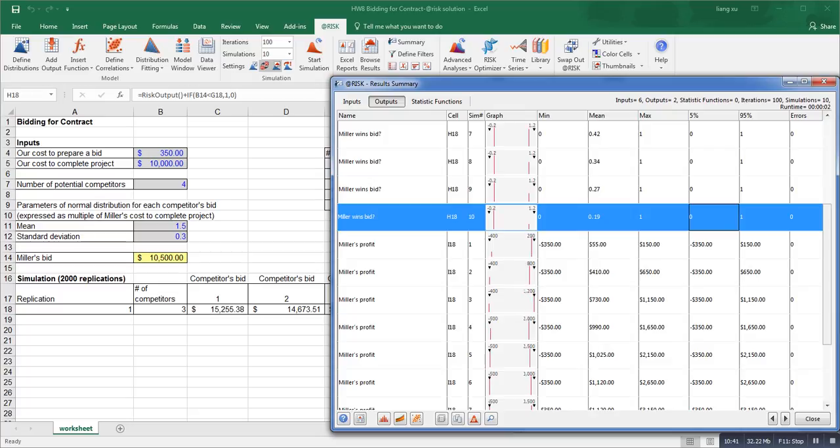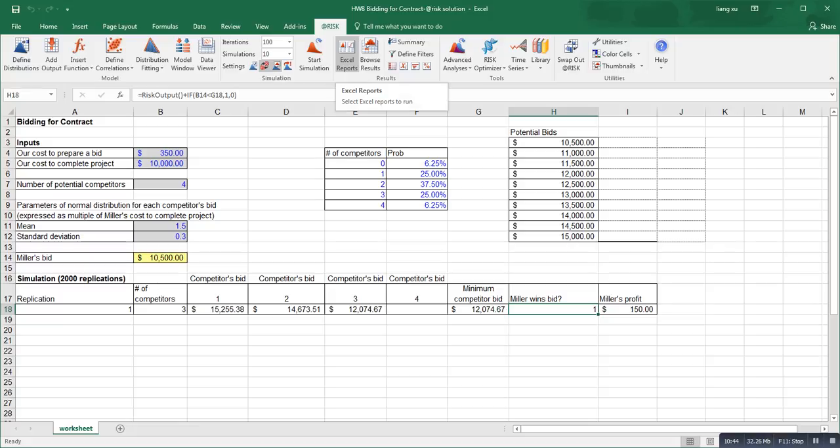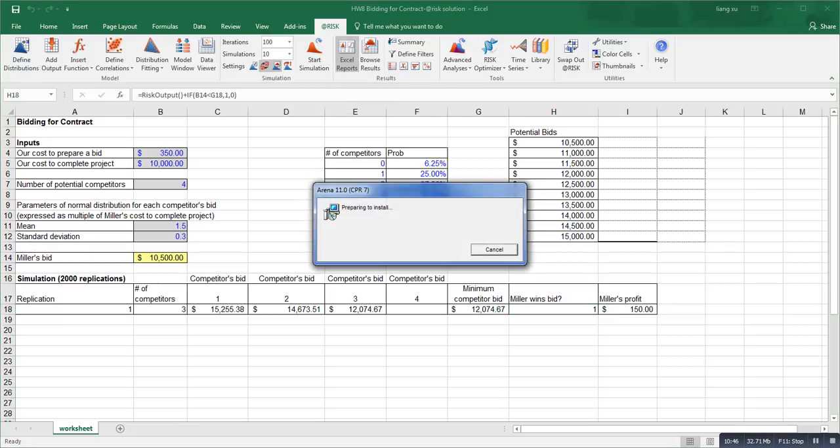You can also export the result into Excel. So let's click this. Oh, it seems we have the same problem again.